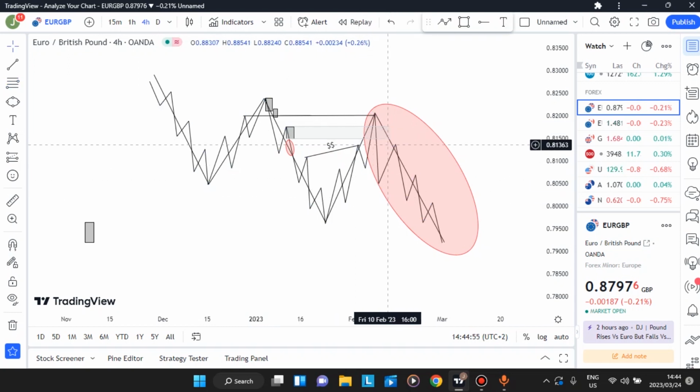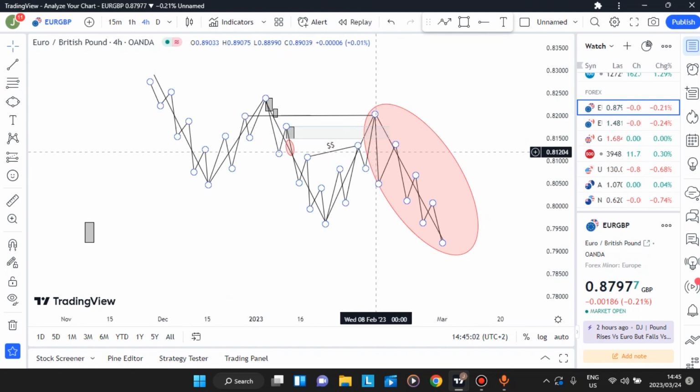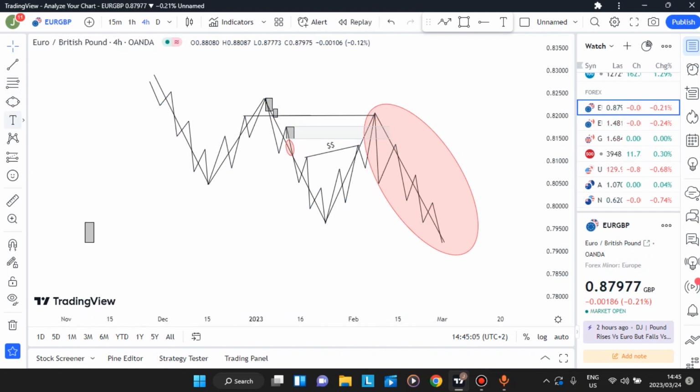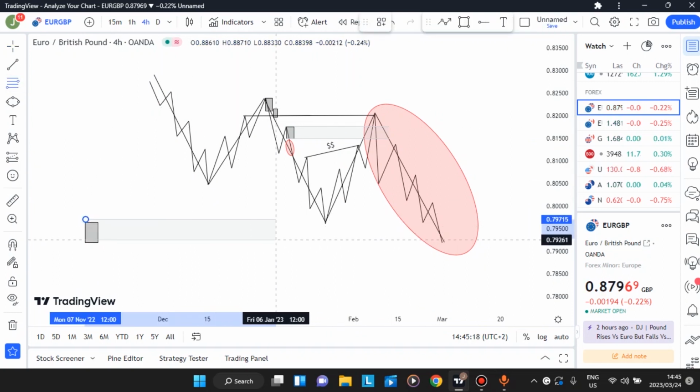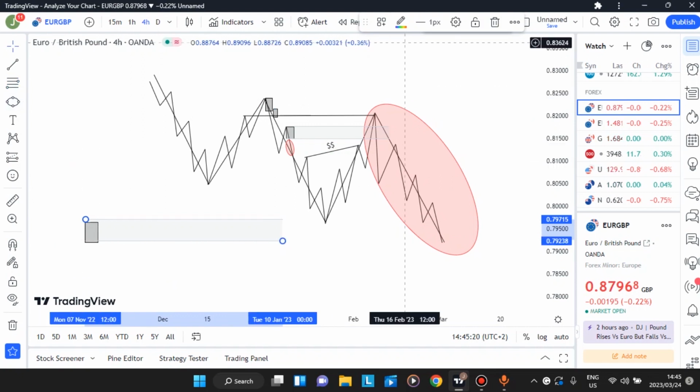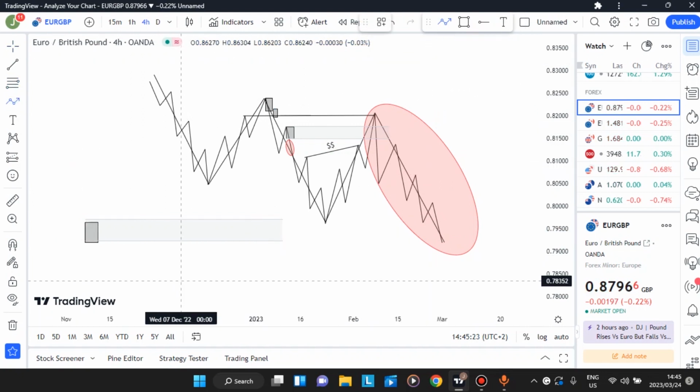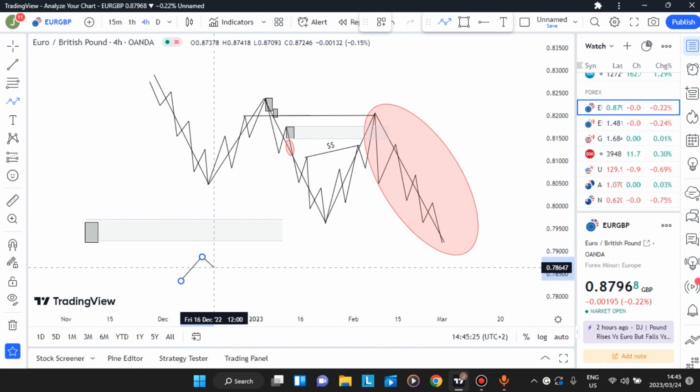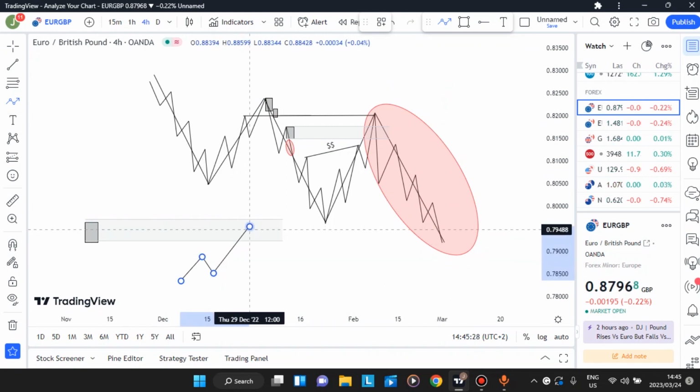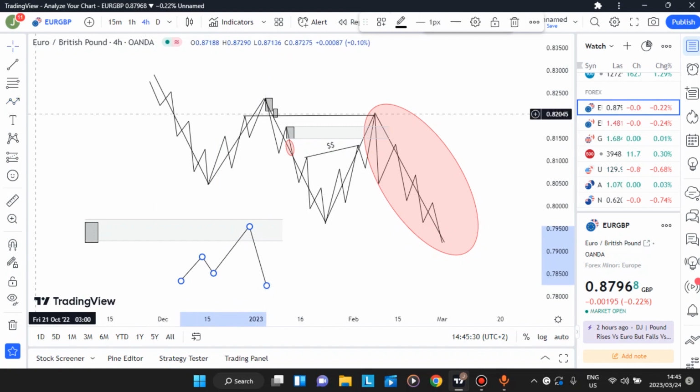We wait for the market to do what we call a mini change of character, a minor change of character. So let's say the market just tapped into this order block. Let's say the market was going up and down, and then the market tapped into the order block. We expect to see this minor change of character here.